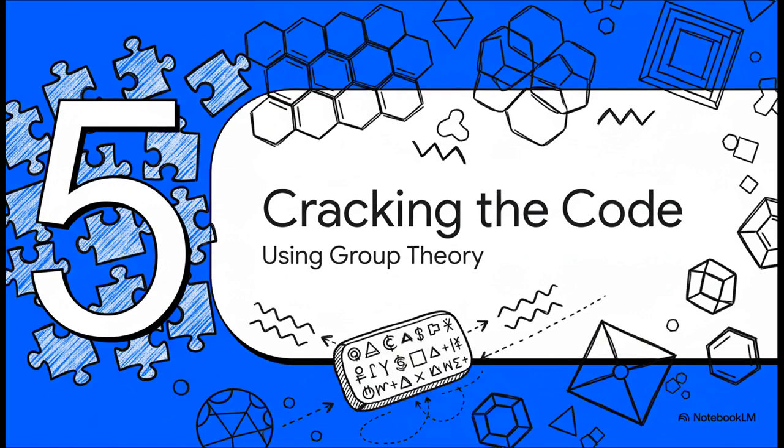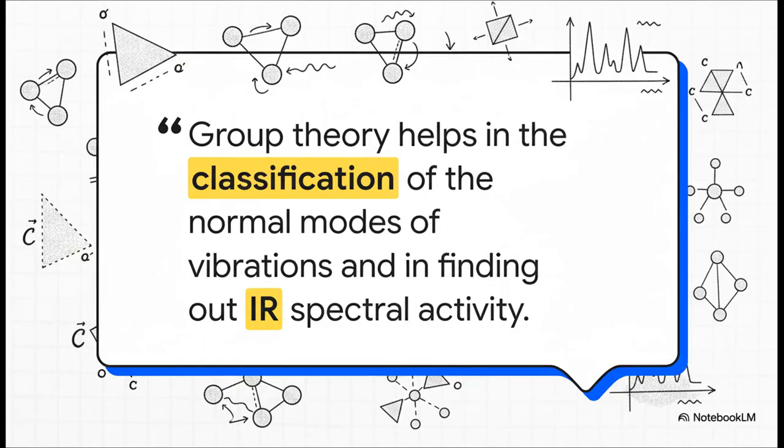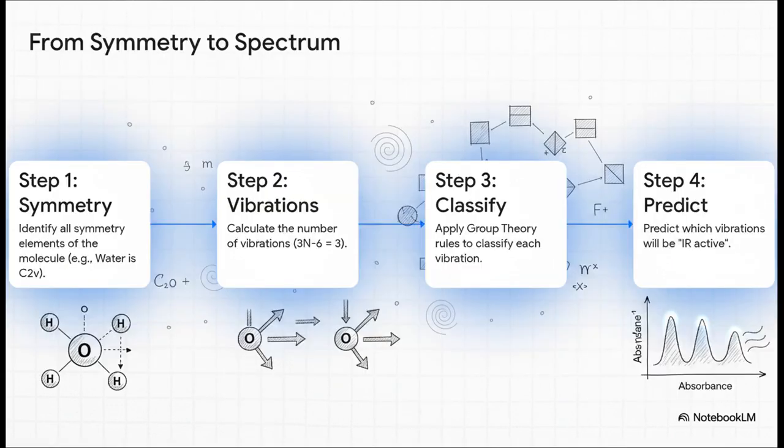Okay, we now have all the pieces of the puzzle. We have symmetry, we have the number of vibrations. The tool that puts it all together, the thing that acts as our Rosetta Stone to translate shape into energy, is a branch of mathematics called group theory. Now, I know group theory might sound a little intimidating, but the core idea is actually pretty simple. It's a mathematical framework that helps us classify a molecule's vibrations based on its symmetry. And, this is the really key part, it lets us predict which of those vibrations will actually show up in an infrared spectrum.